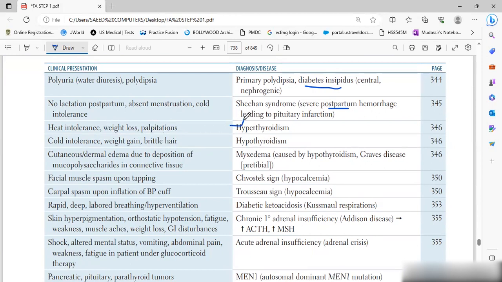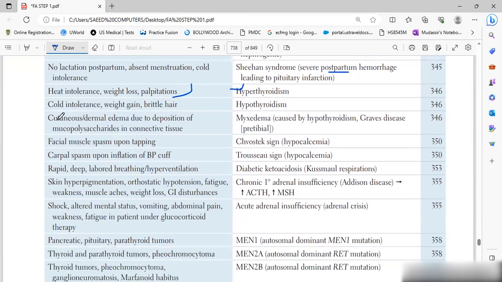Next is heat intolerance, weight loss, palpitation. This is hyperthyroidism, increased T3 and T4. Cold intolerance, weight gain, and brittle hair is hypothyroidism. It is so easy. Cutaneous dermal edema due to deposition of mucopolysaccharides in connective tissue is myxedema, caused by hypothyroidism. Also, it is given in Graves disease, which is hyperthyroidism.